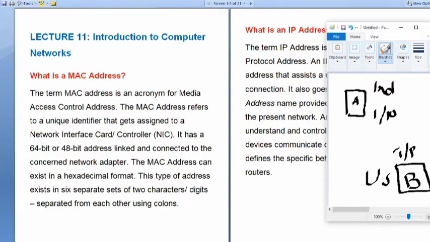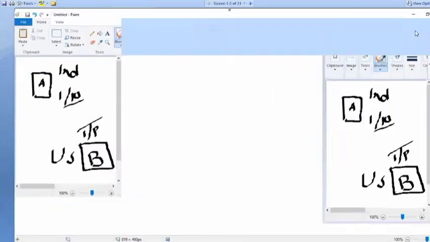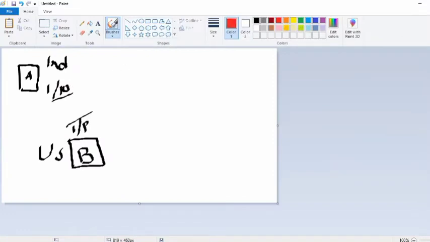Now each IP address is unique for a device. Okay. Now how does this A come to know that I have to send some data from here to here? How does A know?